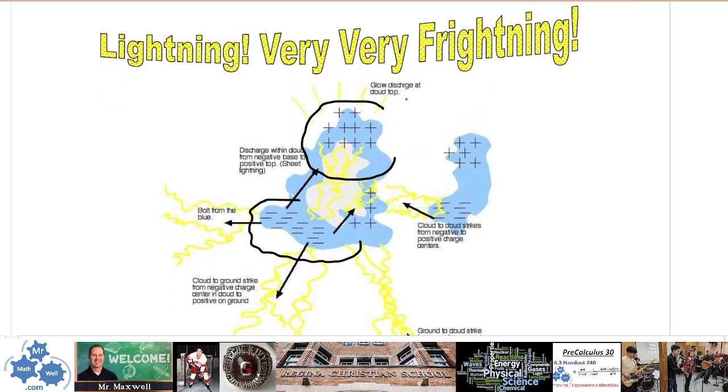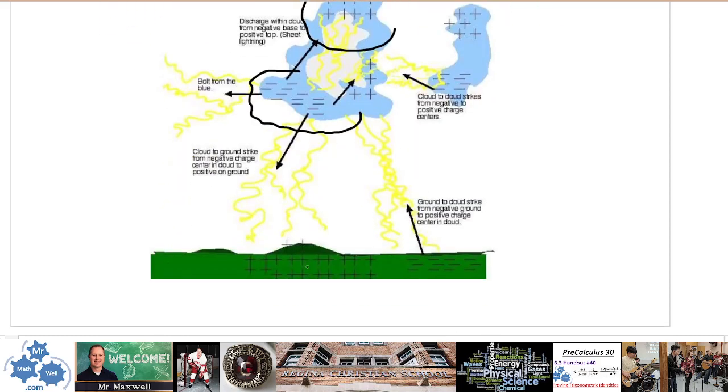Sheet lightning would be, as we mentioned here, a discharge within a big cloud. So sheet lightning would be discharge within a cloud. So if there's a negative and positive buildup, sheet lightning would be discharge up in the clouds, within the cloud. There is lightning between cloud to cloud. And there's also lightning that would happen, or a discharge of electricity that would happen between clouds and the ground.